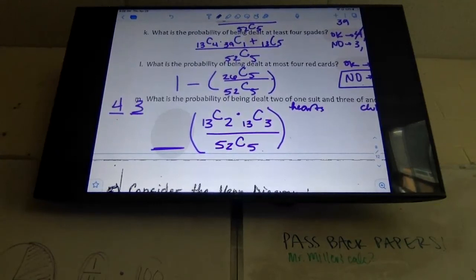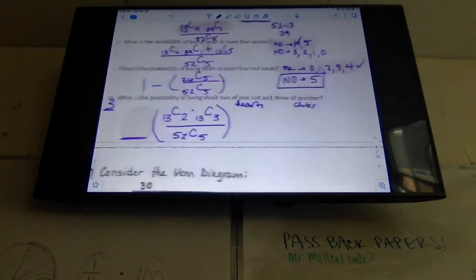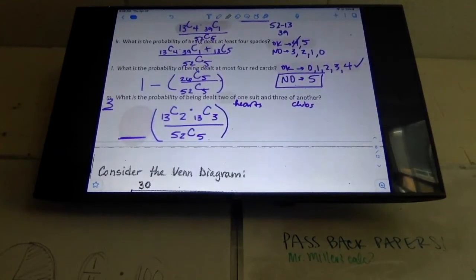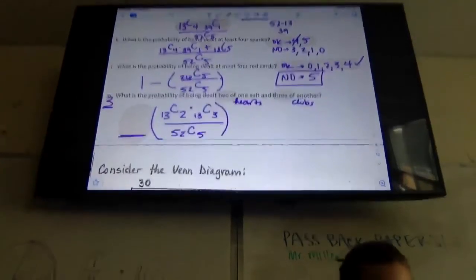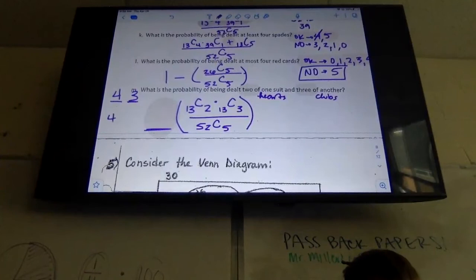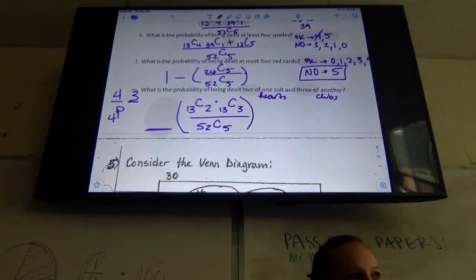However, does it matter my order? Yes, because if I only want 2 of the hearts and 3 of the clubs, that's not the same thing as 2 clubs and 3 hearts. You agree with me there? So it matters that I'm doing hearts first and then clubs, and that's different than if I did clubs first and then hearts. So I'm going to say 4P3? It's 4P2.